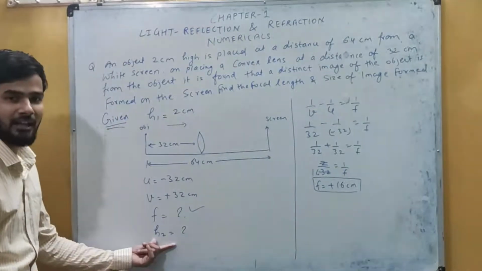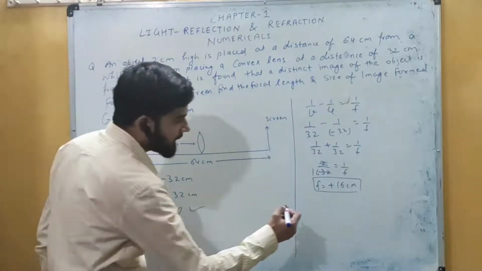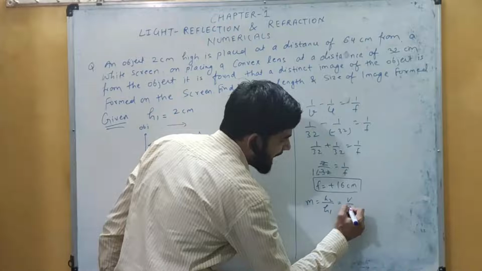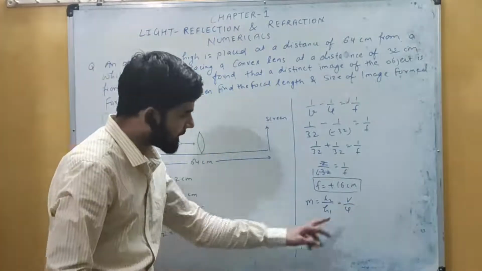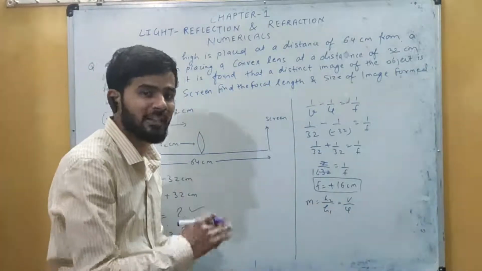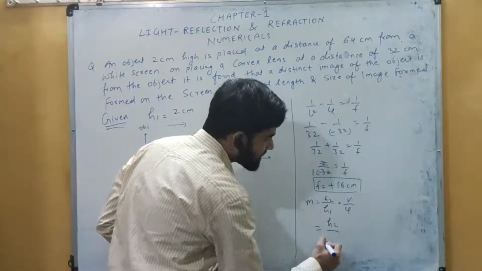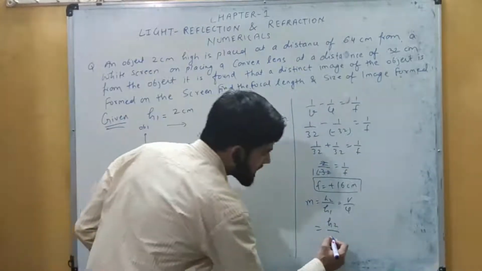Now we have to find the height. So for height, we have the formula m is equal to h2 by h1 is equal to v by u. In case of mirror, हमारे पास यहाँ पर minus v by u होता था, but in case of lens we have v by u. Now we'll put the values. h2 we have to find, h1 we have 2 centimeter.